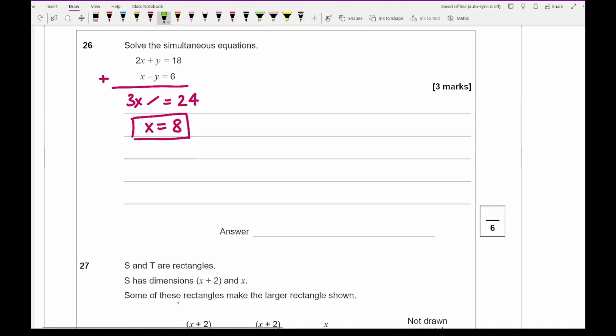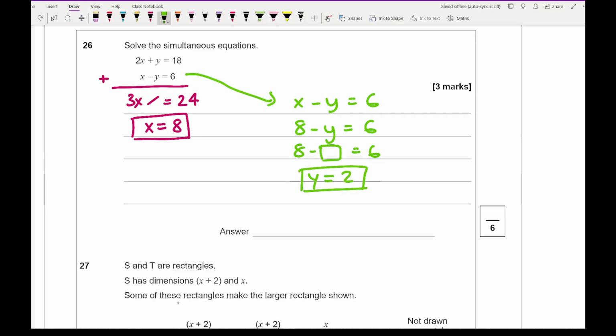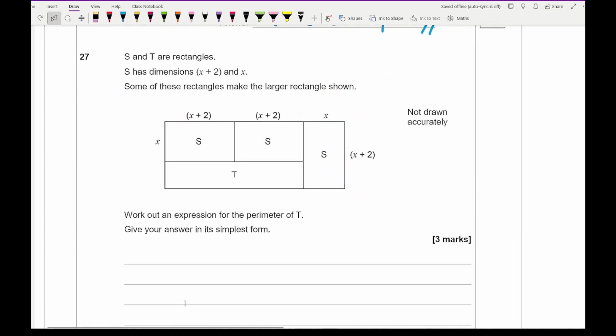Then using the second equation because it looks easier, we've got x minus y equals 6. We know that x equals 8, so I've got 8 minus y equals 6, or 8 minus something equals 6. What's that something going to equal? Well, it's going to equal 2. So my answer for this particular question is x equals 8 and y equals 2. Moving on to question 27, it says S and T are rectangles. S has the dimensions of x plus 2 and x. Some of these rectangles make a larger rectangle as shown.